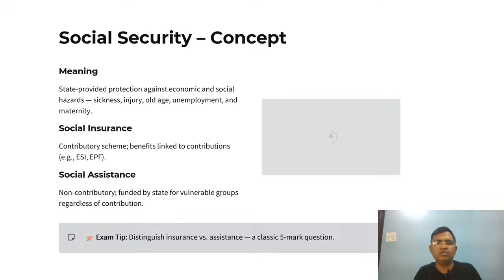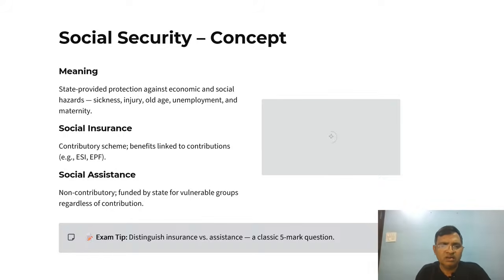Then social security and its concept. What is social security? The government should provide protection against economic and social hazards due to sickness, injury, old age, unemployment and maternity. Social insurance means contributory schemes with benefits linked to the contribution, like ESI and EPF. Then social assistance is non-contributory, funded by the state for vulnerable groups regardless of contribution.